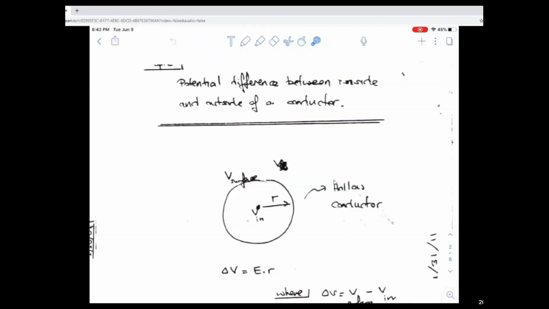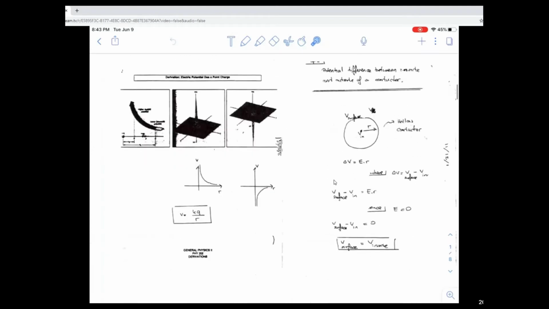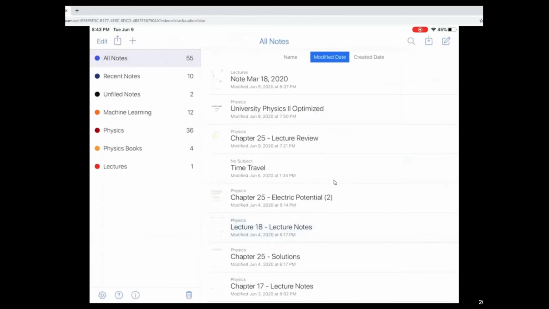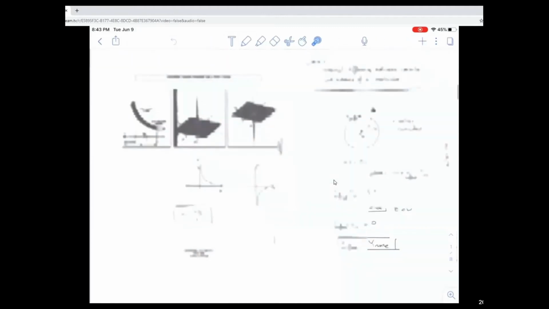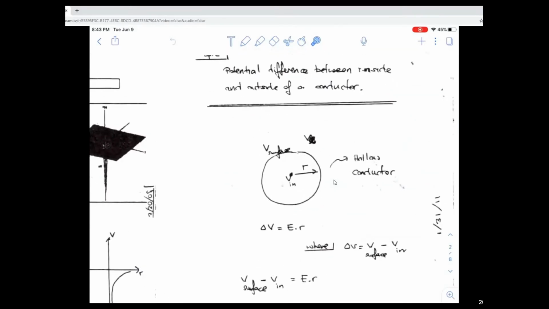I gave you guys these lecture notes. This is lecture 18, a lower level class. The math is not thick, so you can get to the physics of it. It's a hollow conductor that you're looking at. So let's take a look at the voltage, or potential difference, between the inside and the surface.